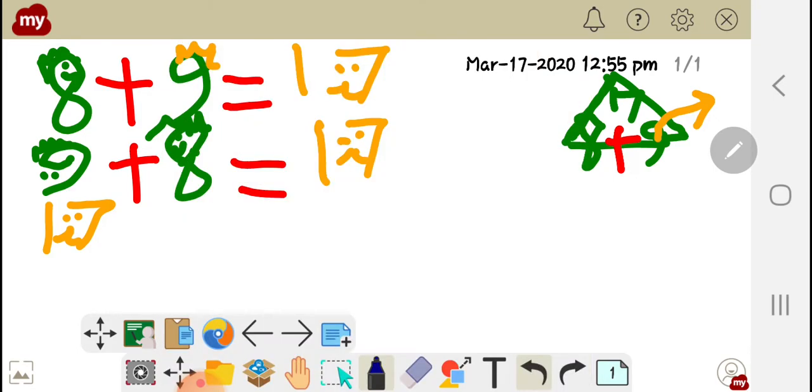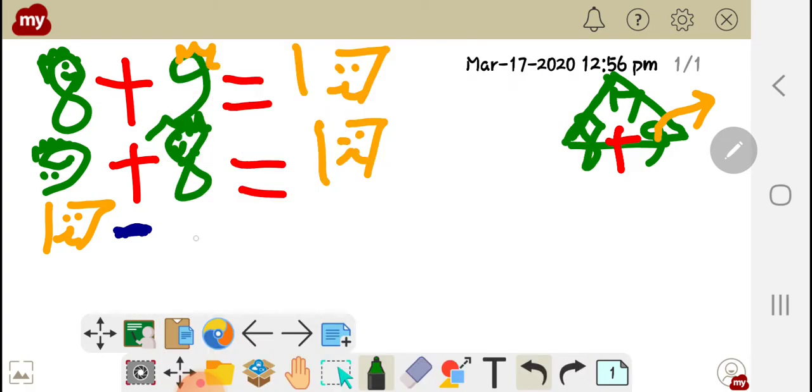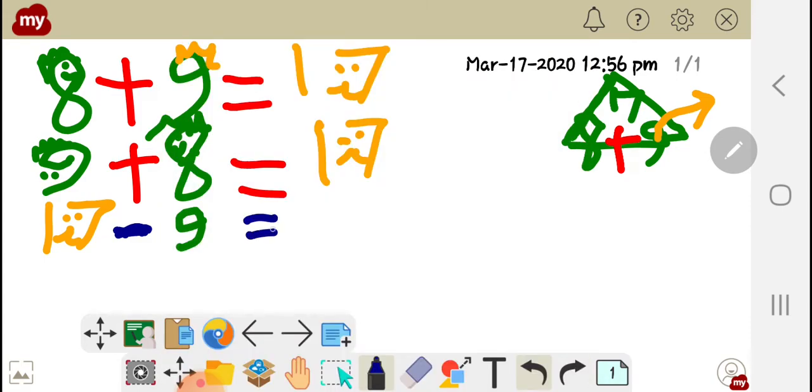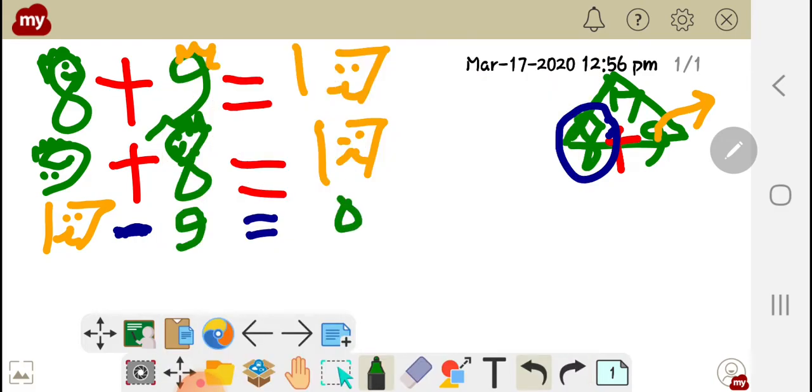17 minus 8, or here in this case, minus 9. 9 went out, equals what? Who left with you? 8. 8 left.